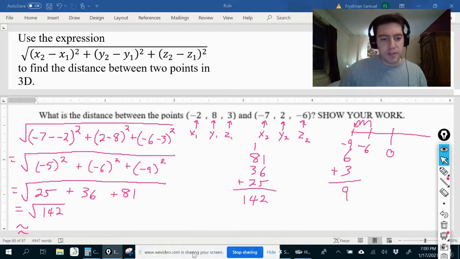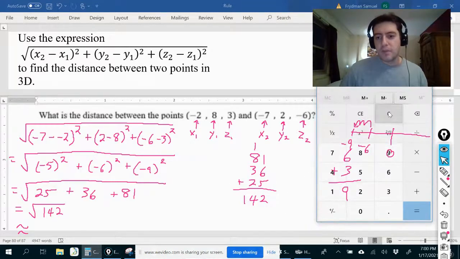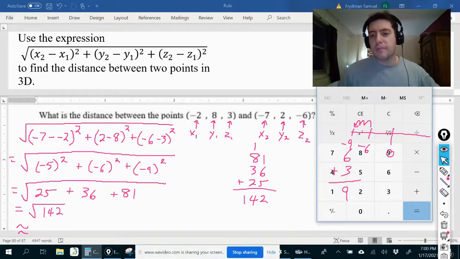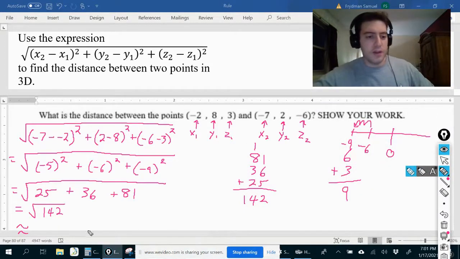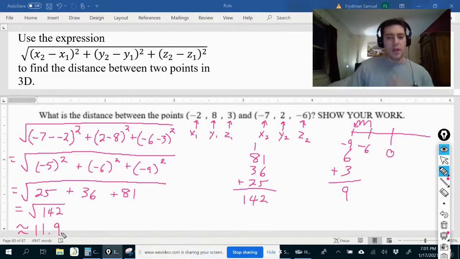squiggly lines means approximately, the square root of 142, and that'll give us about 11.9. Here's the tenths place. This is a 1 over here, which means that if we're rounding to this digit, it will stay the same. So that'll give us approximately 11.9. Okay, and there's our answer.